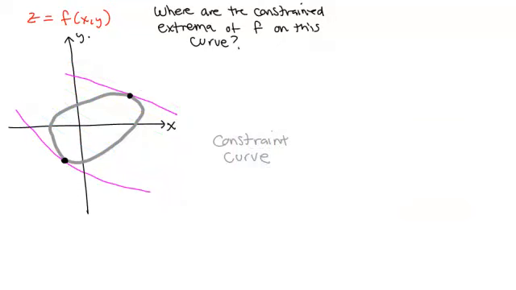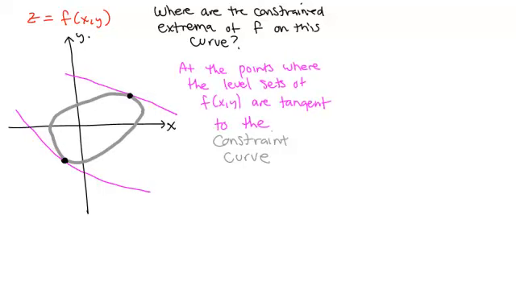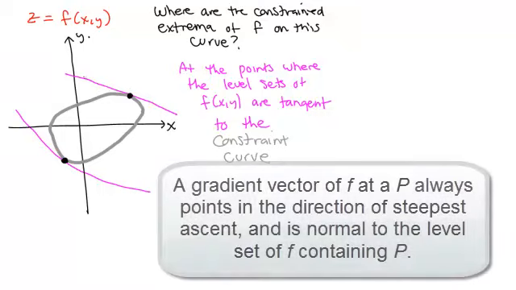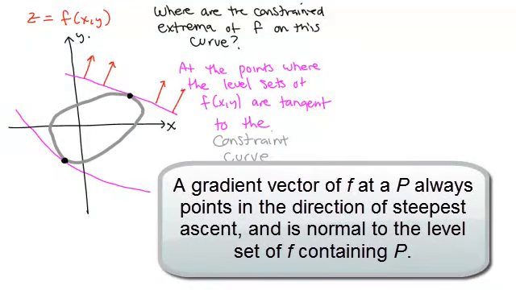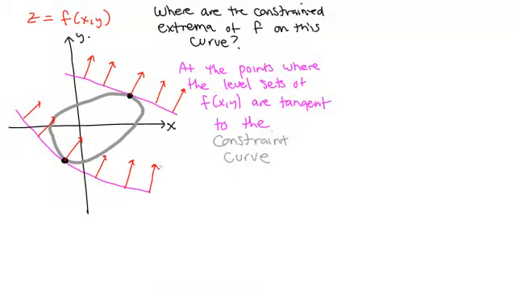Where are the constrained extrema of f on this curve? Well, they occur at the points where the level sets of f are tangent to the constraint curve. Of course, if you think back to our discussion of gradients, if we were to plot the gradient of the function f, then the gradient is always normal to a level set and points in the direction of increasing z-values. In particular, notice that this means that the gradient at these 2 points, the maximum point and the minimum point, has to be at right angles, has to be normal to the surface.